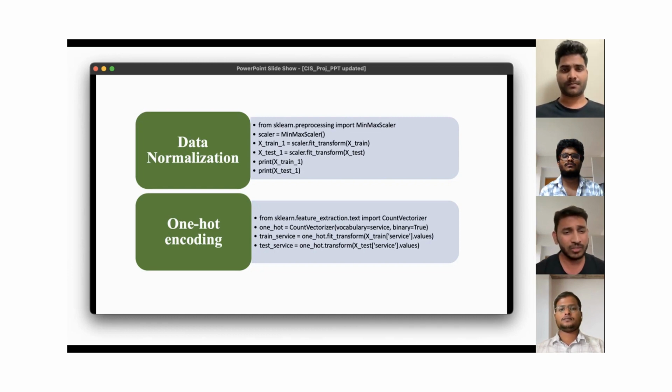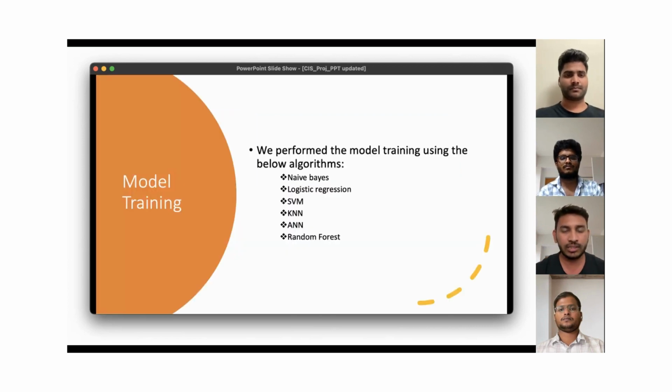And coming to one hot encoding, it is a data transformation technique used in machine learning and data analysis to represent categorical data as numerical data. One hot encoding is used to convert categorical data into a format that can be used by machine learning algorithms. Many algorithms require input data to be numerical. So one hot encoding provides a way to represent categorical data in a way that can be used by these algorithms. And in the model training, we have used 6 algorithms.